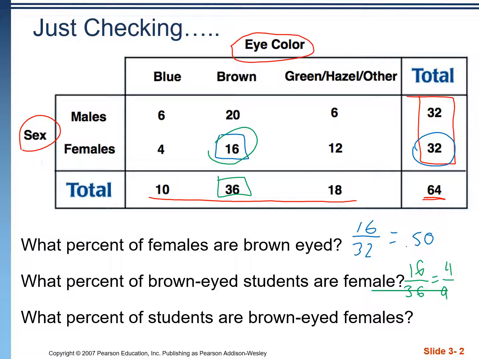What percentage of students are brown-eyed females? So now it's saying what percent of students. So we're talking about all 64 students. Okay, of those 64 students, 16 are brown-eyed females. 16 out of 64, that's 25%.